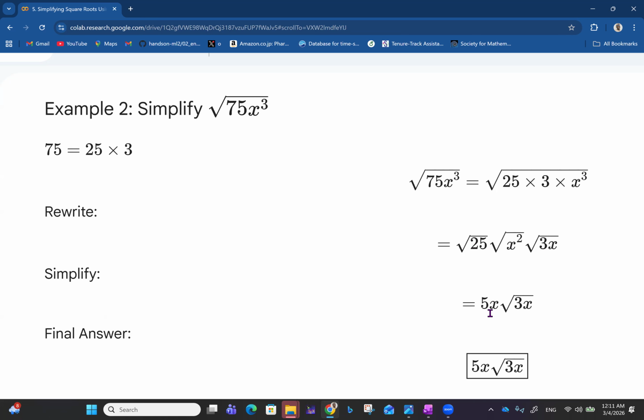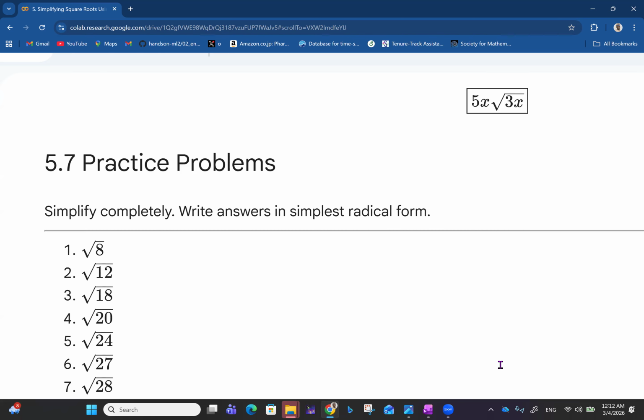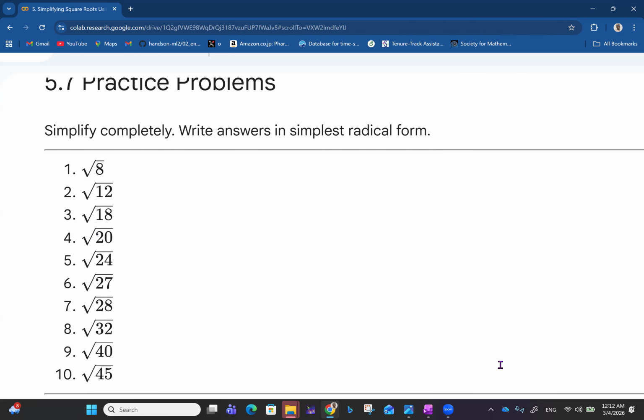So square root of 25 is 5. Square root of x squared is x. So square root of 75x cubed is the same thing as 5x root 3x. And that is what you have there when you simplify that. So that takes us to the practice problems.